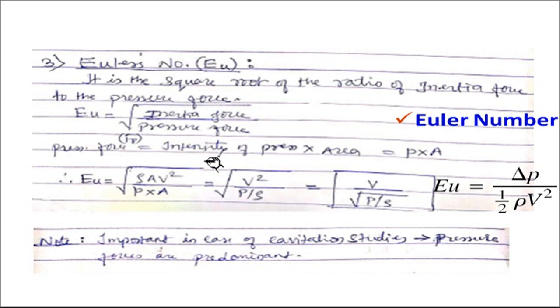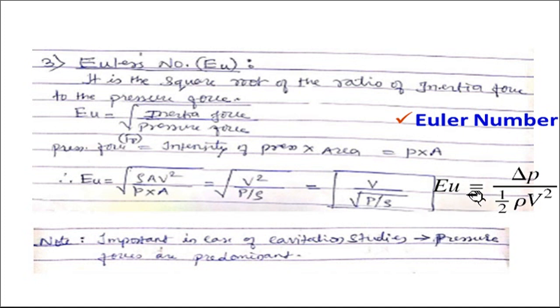Pressure force can be written as intensity of pressure multiplied by area. Intensity of pressure multiplied by normal area gives you pressure force. So substituting here Euler's number as square root of inertia force, rho A V squared, upon pressure intensity into area, then cancelling the area and bringing the density below the pressure, so V squared upon p by rho, and taking the root you get capital V upon root of p by rho as Euler's number.